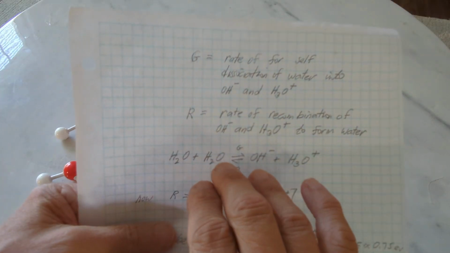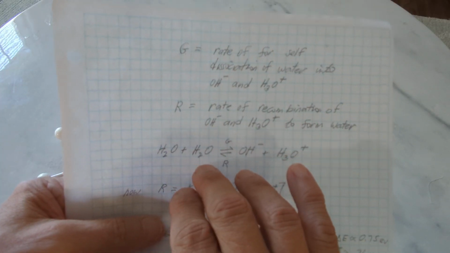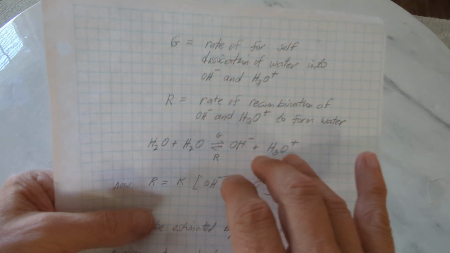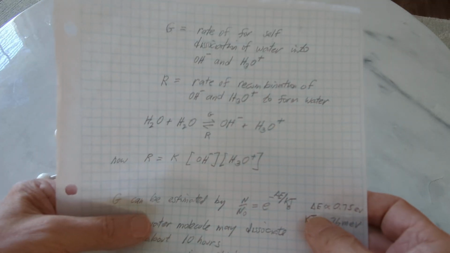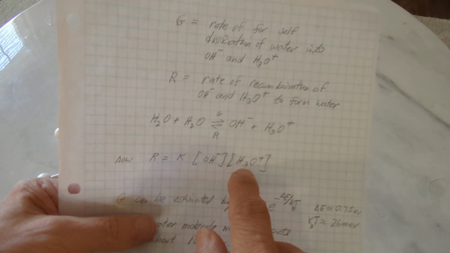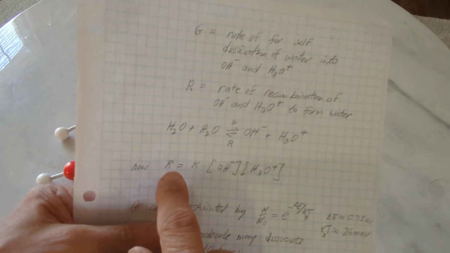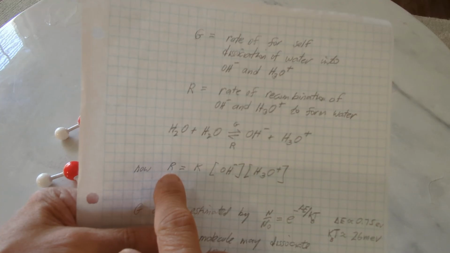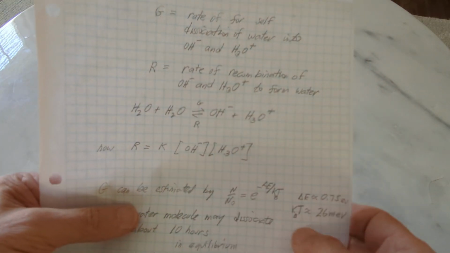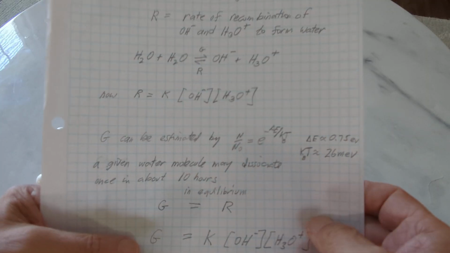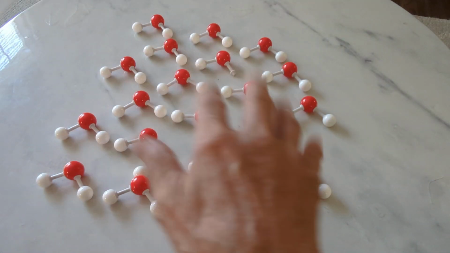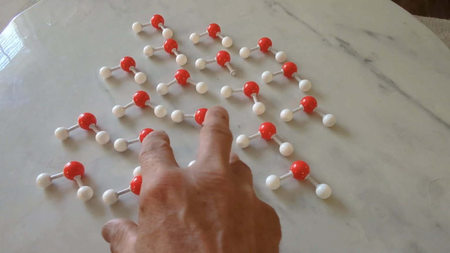Now, the reverse direction, on the other hand, requires a collision between an OH minus and an H3O plus. And that collision frequency is going to depend on the concentration of OH minus and H3O plus. So you can express the reaction rate for the reverse as some proportionality constant times these two concentrations, okay? And in equilibrium, because we're not going to look at the complicated dynamics of what's happening dynamically, okay?